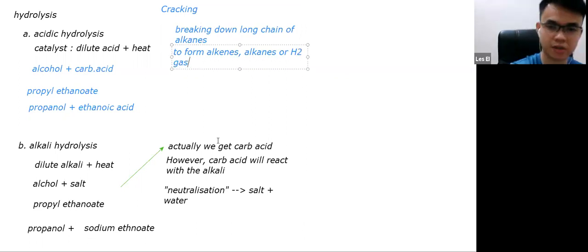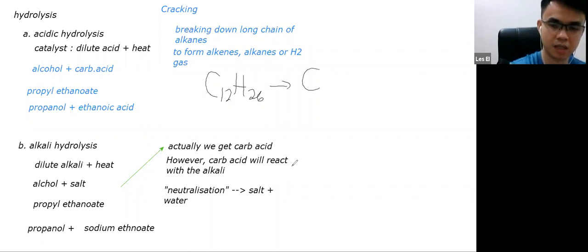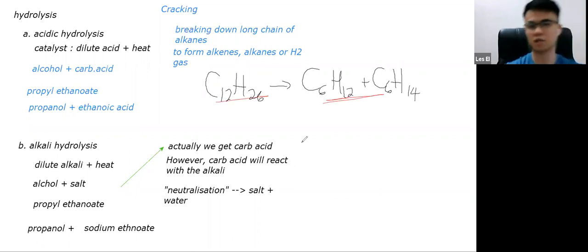So for example, you have a long alkane, let's say C12H26. The product can be any, as long as you add the C and the H up, they have to be the same between left and right. So usually there are three options: you can form alkenes, alkanes, or H2. But you don't need to be stressed out with the products because they will tell you, and you just need to make sure it's balanced between left and right.